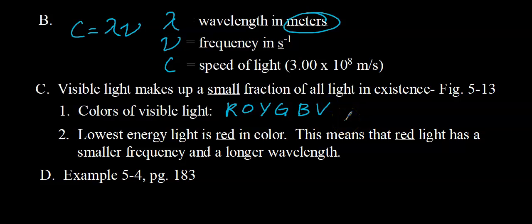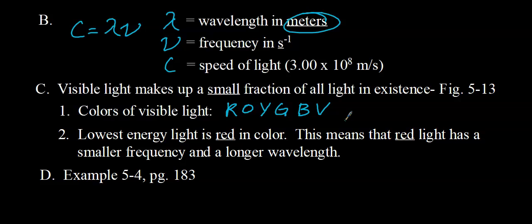So the colors of visible light, Roy G. Biv, there's no indigo there. Red, orange, yellow, green, blue, and violet. So some important things about the colors of visible light. Red has the longest wavelength. Violet has the shortest. Red has the lowest frequency. Violet has the highest frequency.